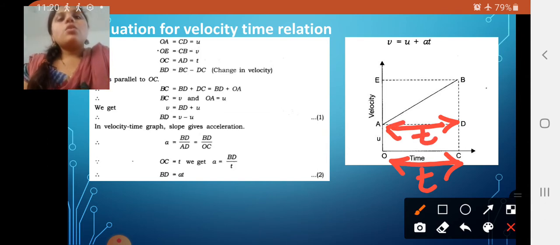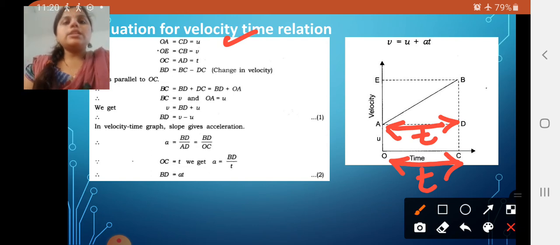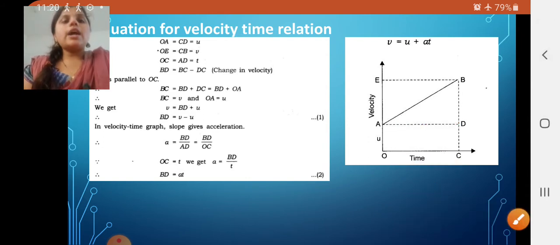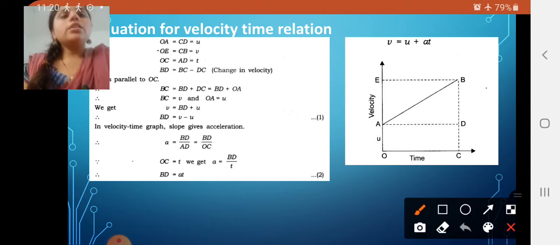So OA is equal to CD is equal to U, that is the initial velocity. OE is equal to CB is equal to V, that is the final velocity, as well as OC is equal to AD is equal to time. Now another identity, that is BD, the change in velocity. So we are going to find out the acceleration now.